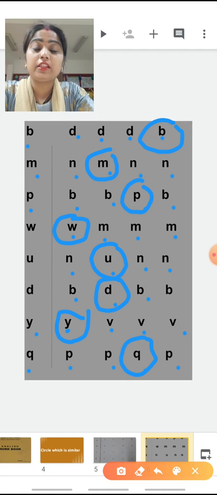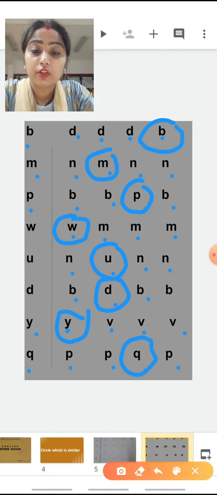Okay children, in the same way you all have to do this exercise in your books, and the students who are not having the book, they can do in their English notebook, but you all have to purchase your book set also. Okay? Okay children.